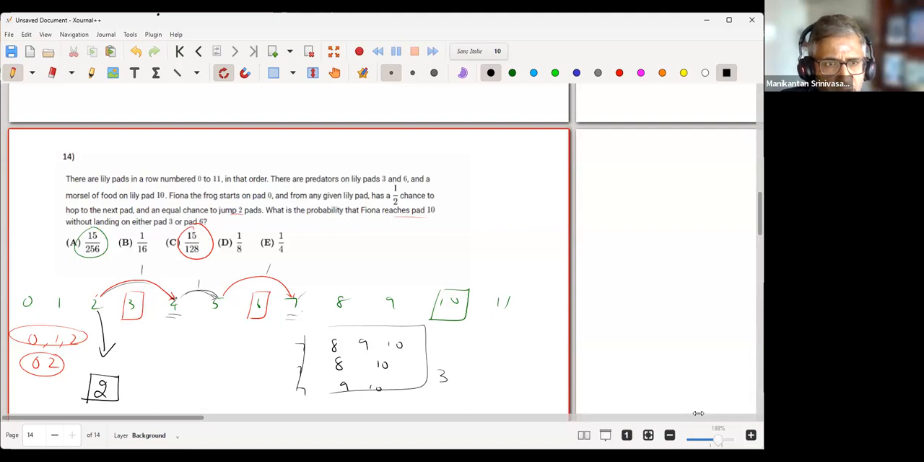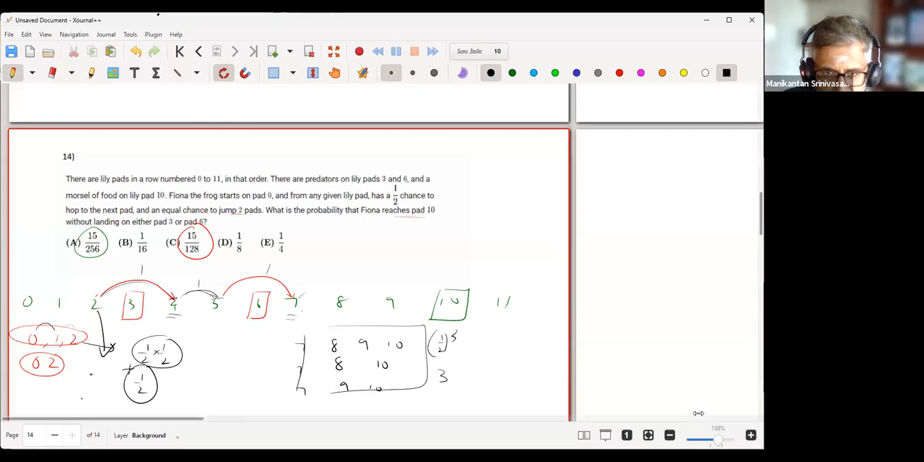What is the probability that Fiona reaches the pattern without landing on it? Each of them is equally likely, right? Oh, sorry, I'm just counting the possibilities. That's not how I should do it, right? I should count the probabilities. So for this, the probability is half into half, right? 0, 1, 2, or directly 0, 2, which is half. So half into half plus half.